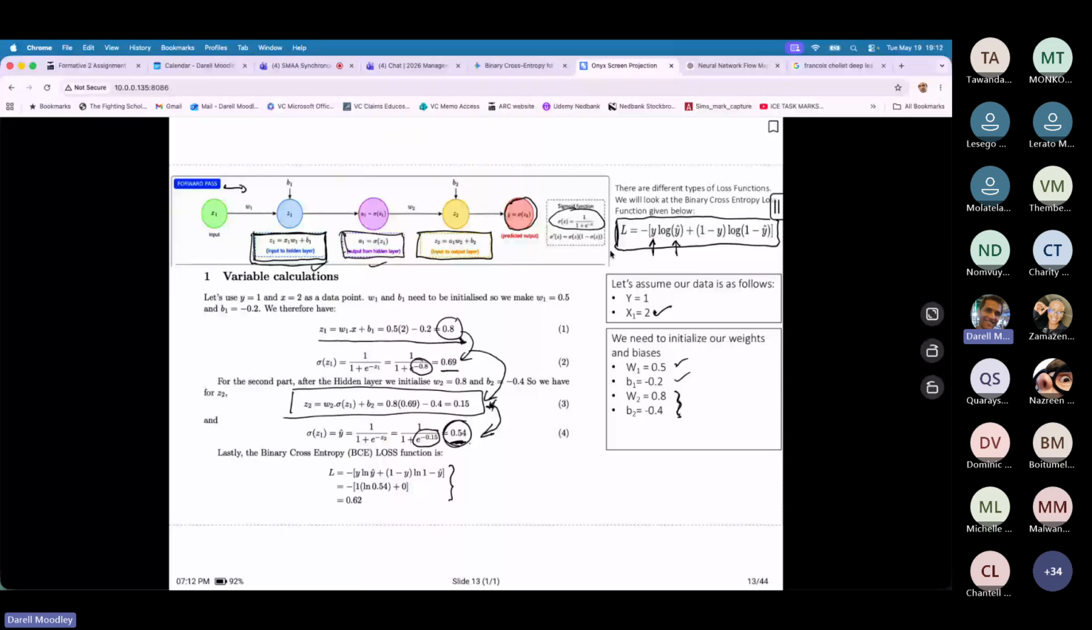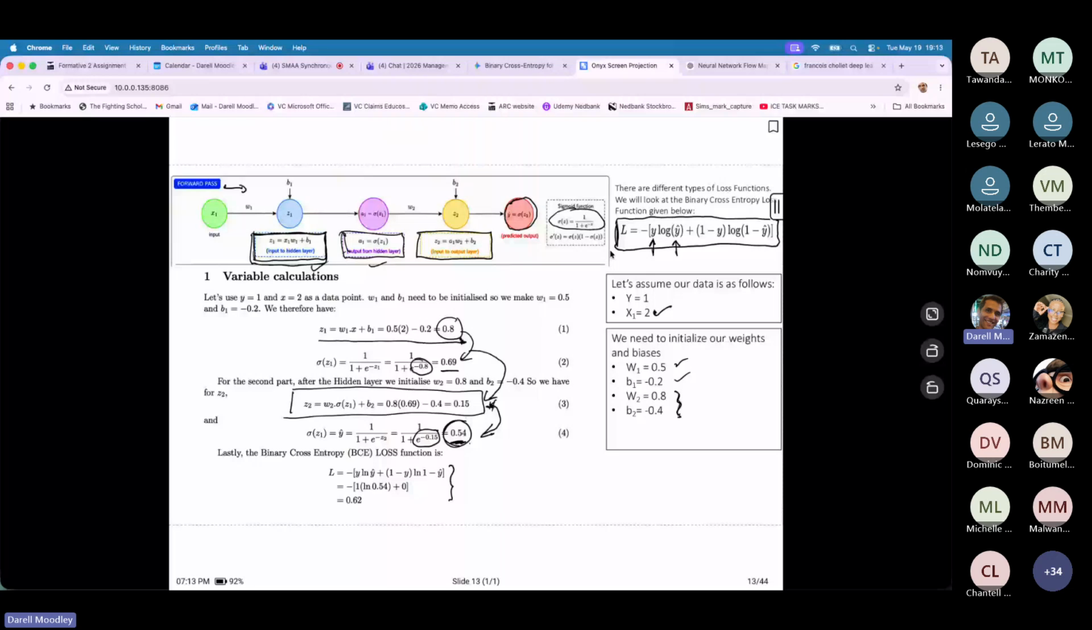The bigger that value is, that's how far away your predicted value is from your actual value. So you want to minimize that. Your loss function is always something you're trying to minimize. In other words, you're trying to close that distance between what you're predicting and what the actual value is. Right? So that's my 0.62.